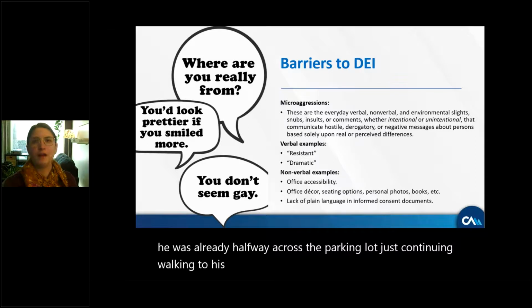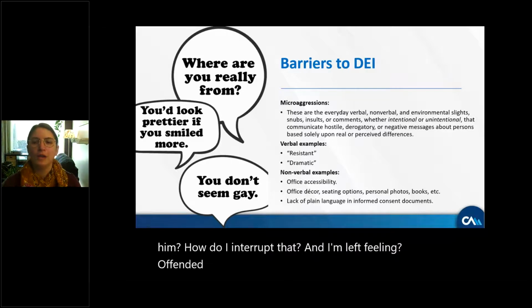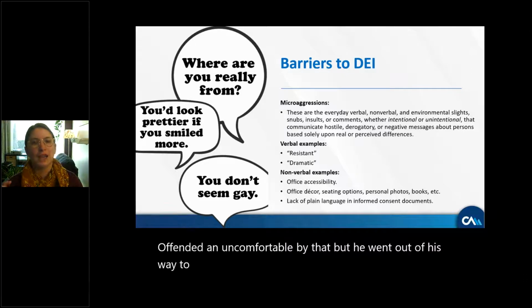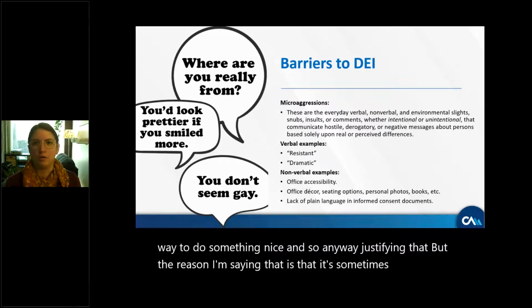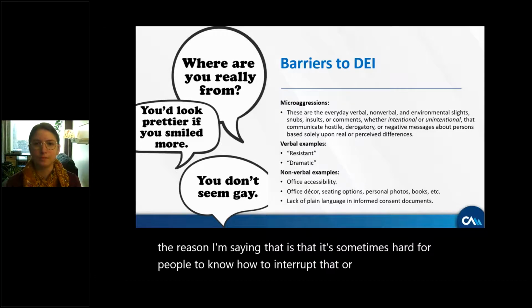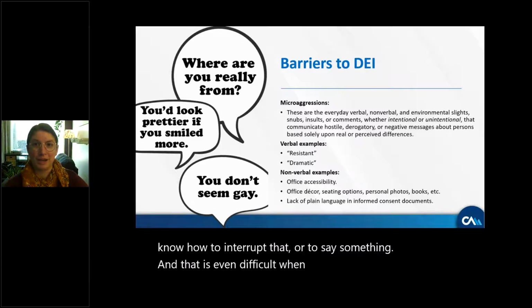Do I run after him and correct him? How do I interrupt that? And I'm left feeling offended and uncomfortable by that. But he went out of his way to do something nice. And I'm not in any way justifying that, but the reason I'm saying that is that it's sometimes hard for people to know how to interrupt that or to say something. And that is even difficult when there isn't a power dynamic happening.